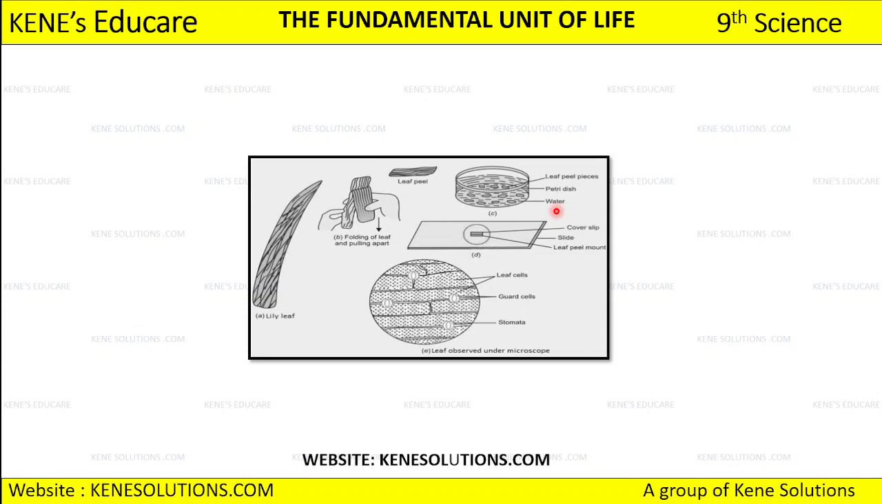Now you have to take one leaf piece. What will we do? We will take one leaf piece on a slide, put a cover slip over it, and then we are going to observe that under the microscope. And this is how you're going to see. These are the leaf cells which are present. We have guard cells which are present, as well as we have stomata which is being present.